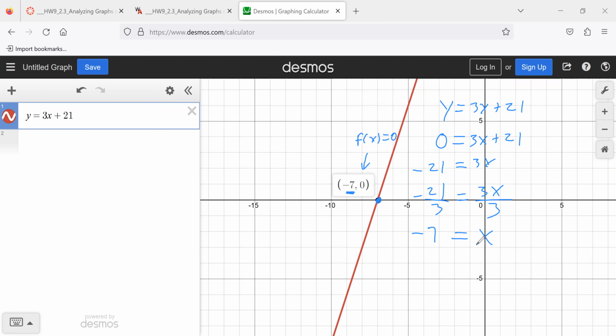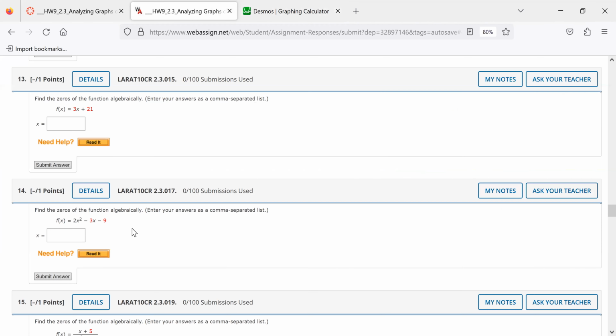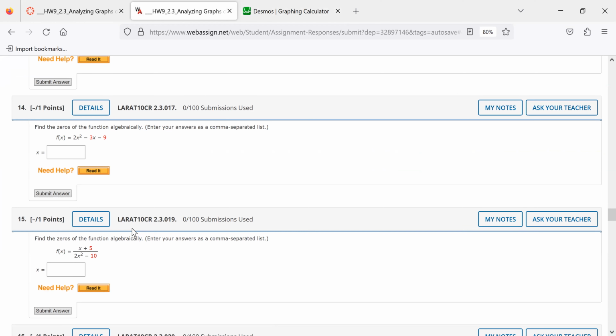Cool. All right, let's go to the next one. Let's do a couple and then we'll move on. Yeah, you could factor out 3, then divide it out, it'd be all right. Okay. This one requires factoring.